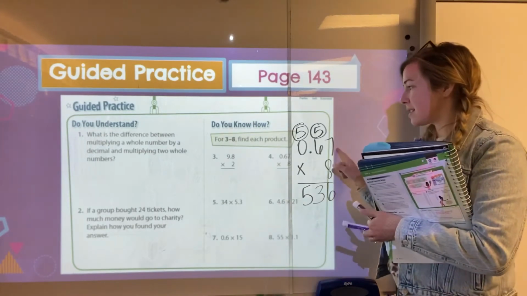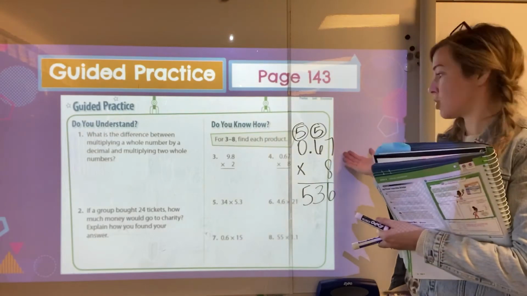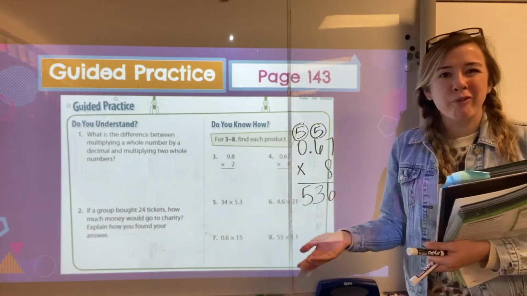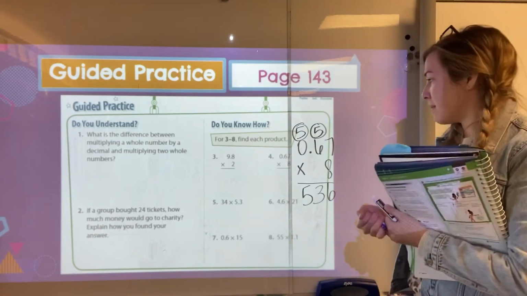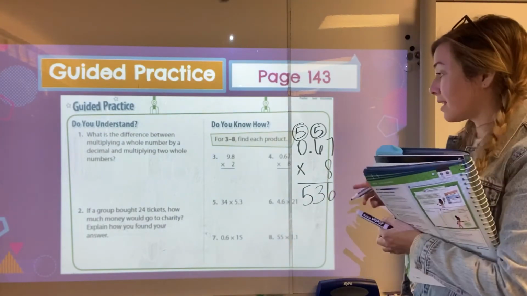I know my 67 hundredths, well, that's close to about half, or 5/10 or 50 hundredths. So half of 8 would be about 4. That doesn't seem to make sense. So I got to use my number sense. I have to use my hack to make sure that I'm getting the decimal in the right spot.